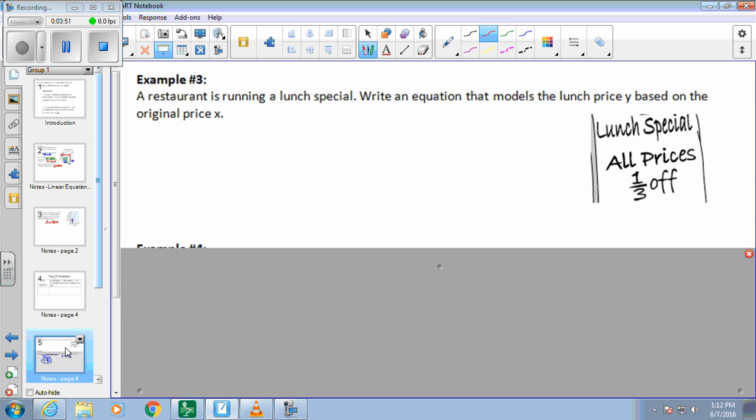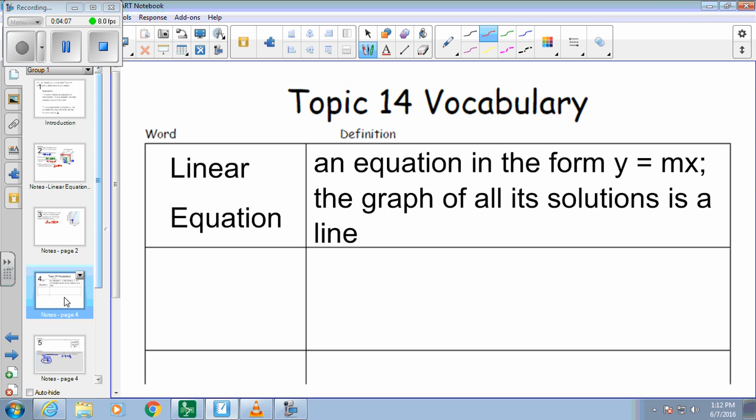Next, example number 3 says a restaurant is running a lunch special. Write an equation that models the lunch price y based on the original price x. So we just learned in the previous slide that a linear equation, linear having the word line in it, is an equation in the form of y equals mx. The graph of all its solutions is a line. So the m, as we talked about yesterday, is our constant of proportionality.